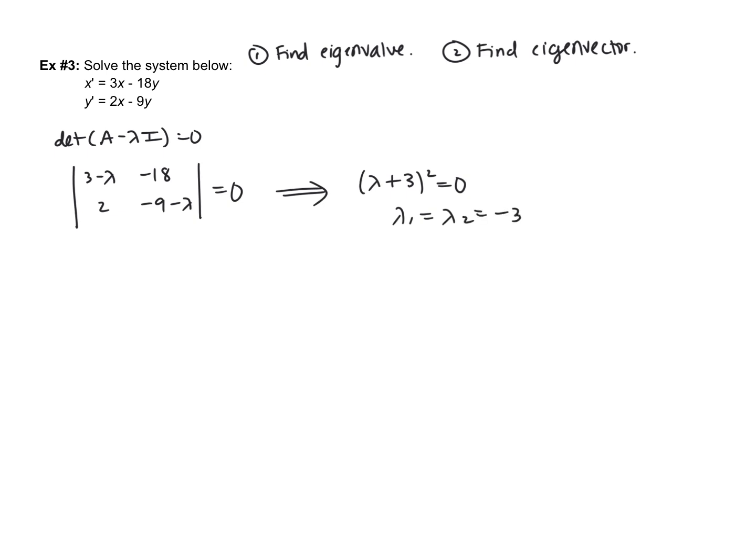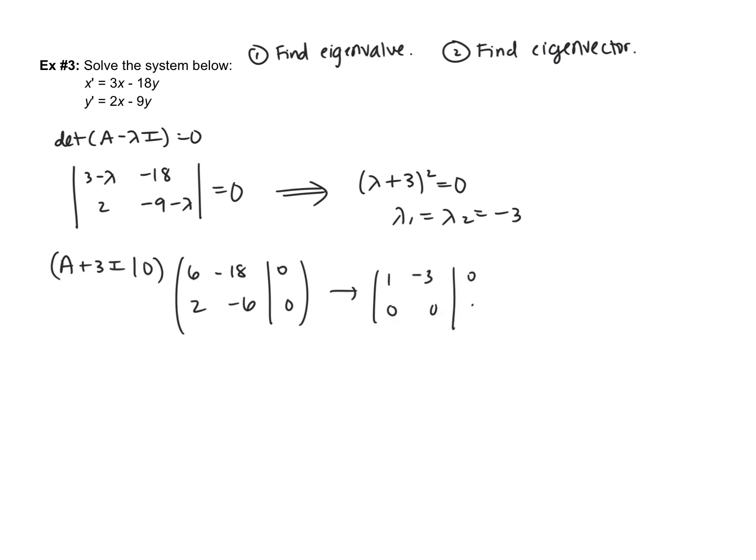So next what we should have done then is looked at the matrix A add 3I, and we should have augmented with 0. So when you do that, we get 6, negative 18, 2, negative 6, augmented with 0. Hopefully you can see that these two rows are constant multiples of each other. So if we simplify the first one, and then the second one, we're just going to get zeros since they're constant multiples. So this tells us that k1 is equal to 3k2. So my first eigenvector, if I choose k2 to be 1, k1 will be 3 then.